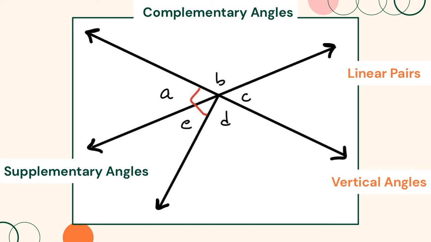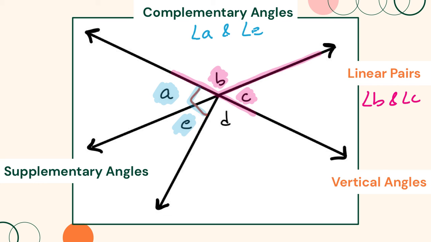So let's go ahead and take a look at this picture and identify all of our pairs. So remember that complementary angles must have 2 angles that sum to 90 degrees. It's not 2 90-degree angles, but it's 2 angles that together will sum to that 90 degrees. So that would be angle A and angle E. A linear pair are 2 angles that share a side, and they are on a straight line. So that I'm looking at angle B and angle C. And if it is a linear pair, it also has to be supplementary angles.